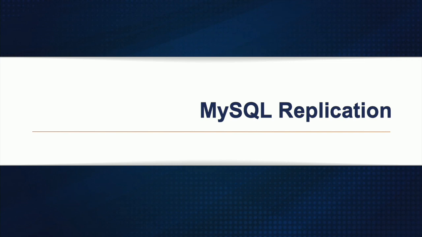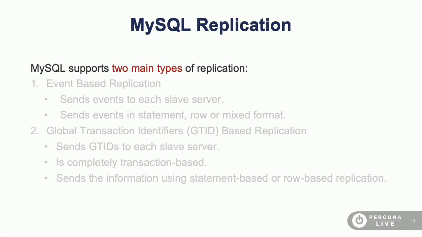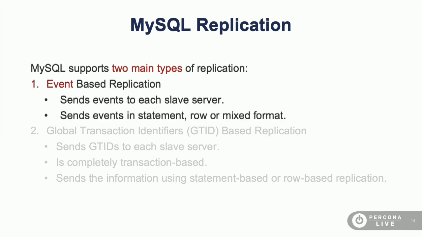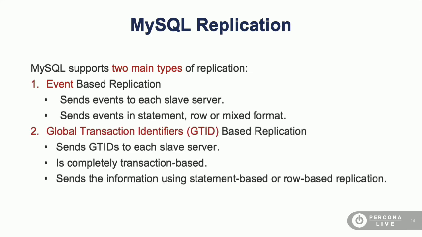MySQL replication. MySQL has supported two main types of replication. It started with event-based replication, where the events are sent to each slave, in statement, row, or mixed format. The latest type of MySQL replication has been global transaction identifier-based replication. The GTIDs are sent to each slave server. It's completely transaction-based. It sends the information using statement-based and row-based replication.